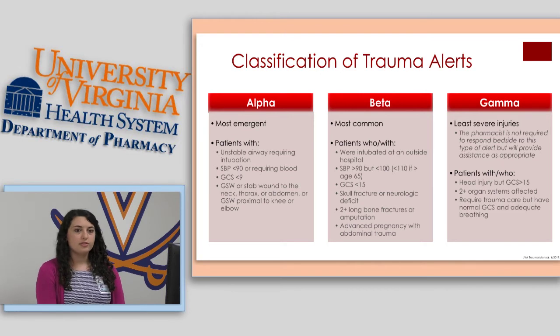And then a gamma alert, and so this is the least severe injuries, but it still is a trauma alert. So the pharmacist in the emergency department isn't required to respond to this type of alert, but we usually are there just to offer our assistance if needed, and then if it is requested, then we would definitely jump in and help there as well.